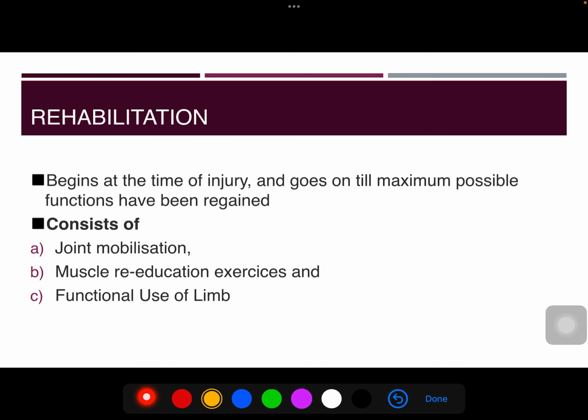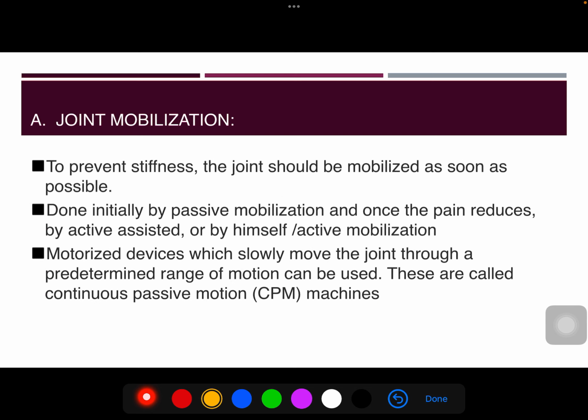For the rehabilitation, it begins at the time of the injury and goes on until maximum possible function has been regained, and it consists of joint mobilization, muscle re-education exercise, and functional use of the limb. For joint mobilization, to prevent stiffness, the joint should be mobilized as soon as possible, done initially by passive mobilization, and once the pain reduces, by active assisted or by himself, active mobilization.